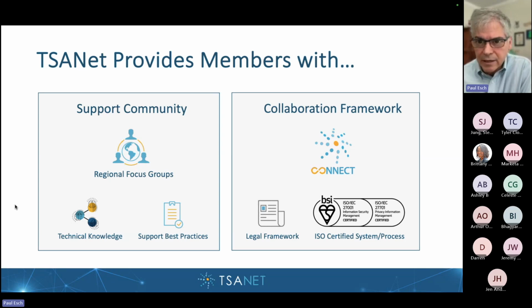The second area I would call the operational piece. And maybe this is what makes TSANet unique, in that as an association, we actually do have an operational component. This is the component where members initiate collaboration requests with each other, and that's done through the TSANet Connect interface. But there are some things underlying that ability. We've got the legal framework, and of course the ISO certified system and process. All of those things allow you to collaborate with other members in a way that is best practice for the industry.